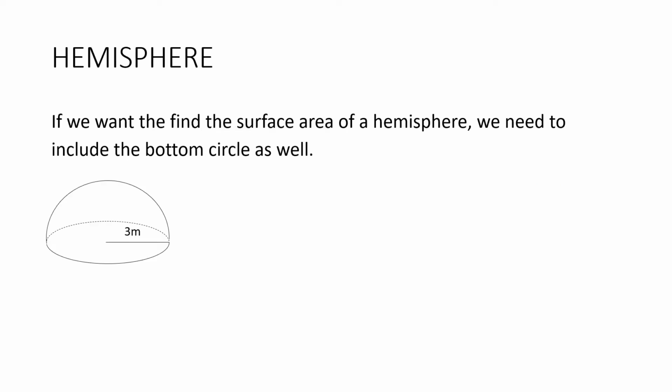Now before we get on to composite solids, I want to look at some modifications to the basic shapes, like hemisphere. If we want to find the surface area of a hemisphere, we need to include the bottom circle as well. So not only do we need to do this outside surface, but we've also got to add in an extra circle. So here's the calculation. Let's see if it makes sense.